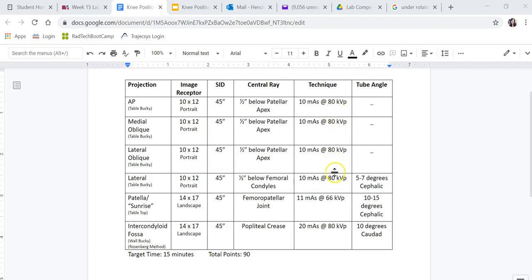Notice your techniques are pretty similar this week, and you just have a couple tube angles to remember. And we will talk about those tube angles when we look at our projections. You should be able to successfully complete these 6 projections in 15 minutes or less, and this assessment is worth 90 points.